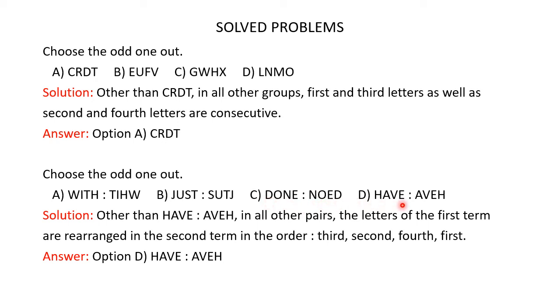But this pattern is not followed in option D. So obviously option D is the odd one out here. So the correct answer is option D, have is to AVEH.